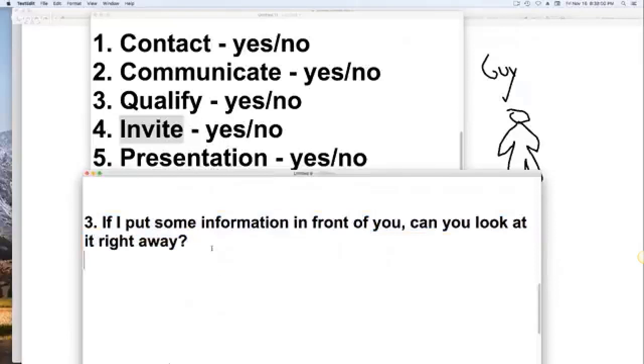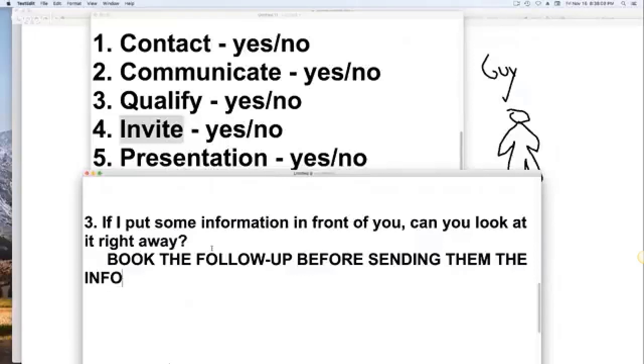Now, here we book the follow-up before sending them the info. Why? Because I don't want to be calling this guy back 15 days in a row. If he's going to say no, I want to hear it now. I don't want to hear it after spending 4 hours trying to get a hold of him.